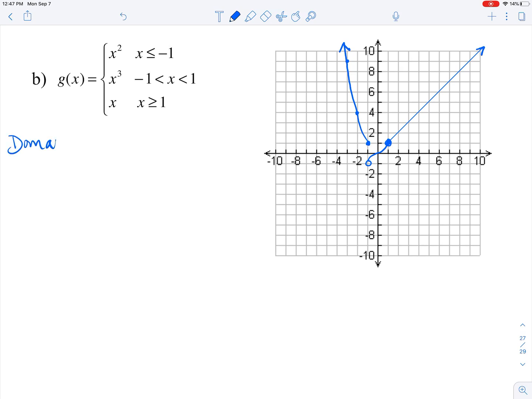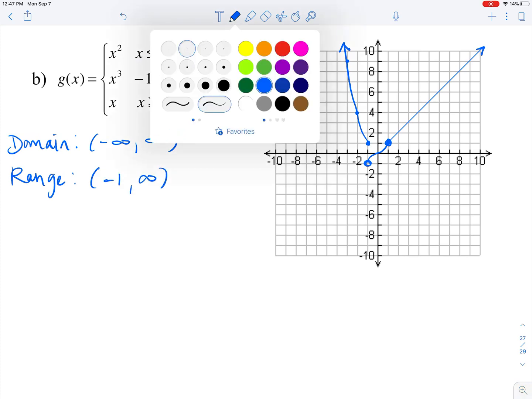Okay, domain. Reading the graph from left to right, it looks like the domain would be all real numbers. The range, reading the graph from bottom to top, would start at -1, but I'm not including -1 because notice there's an open circle there. So -1 to infinity.